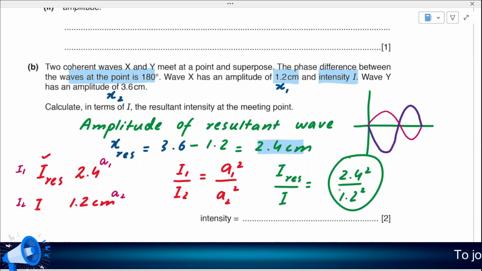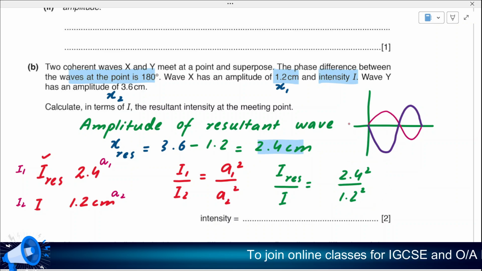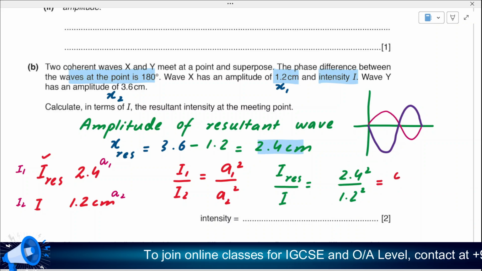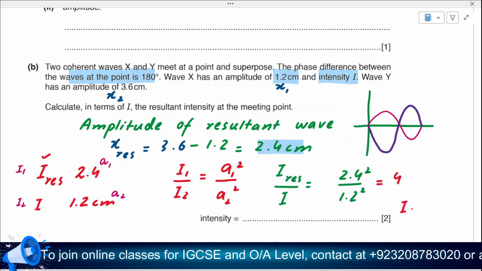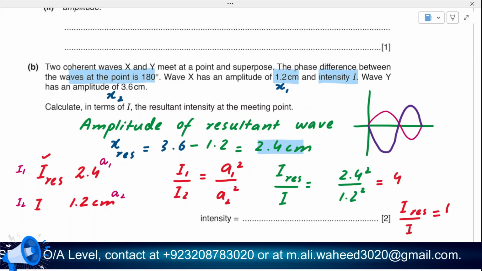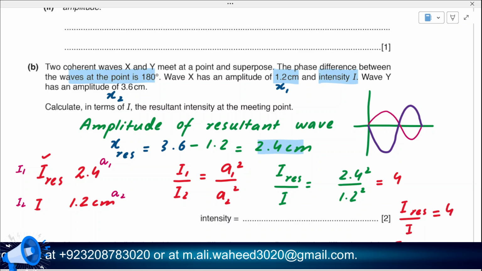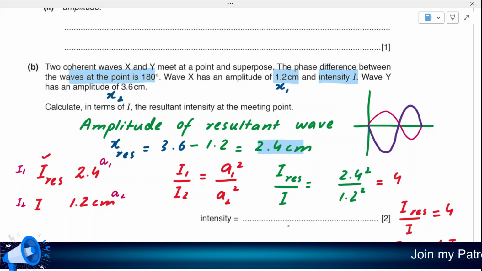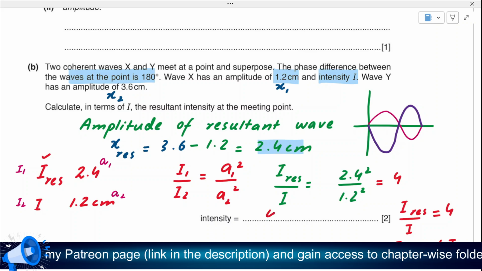Okay, 4. So instead of this thing equals to 4, I resultant over I equals to 4. We need to find the intensity of resultant in terms of I. Alright, so this one would be 4I.